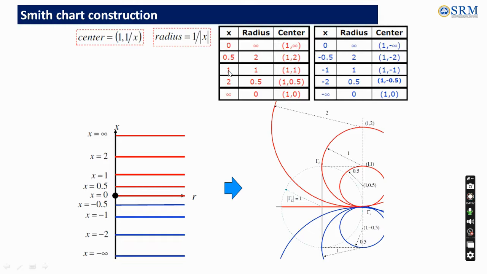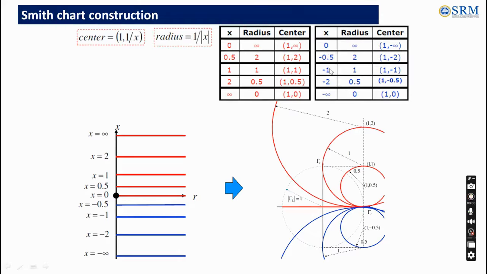In the same way, I can substitute X equal to 1. For X equal to 1, the center is 1 comma 1 and the radius is 1 divided by 1, which is 1. This is the radius of the X equal to 1 circle. For X equal to minus 1, the center will be 1 comma minus 1, because of the negative sign, and the radius will be 1 only. Same as in the case of X equal to 1.